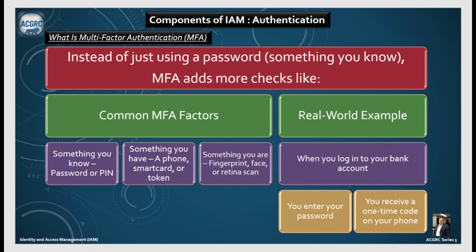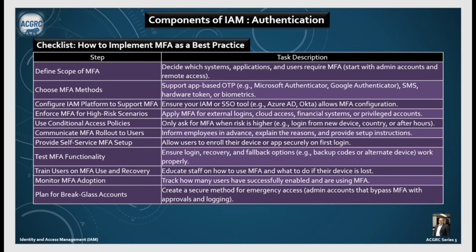So, with your password or PIN, that's one combination; you have a token and your fingerprint. Within these three, a combination of at least two is used for an MFA. Real world example: when you log into your bank account, you enter a password, and you receive an OTP on your phone. That's an example of an MFA.